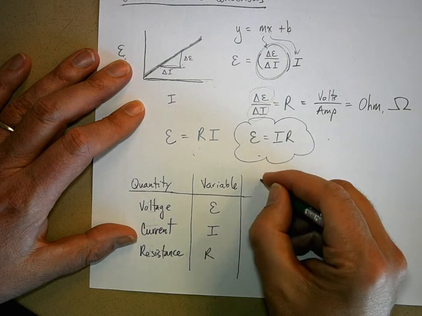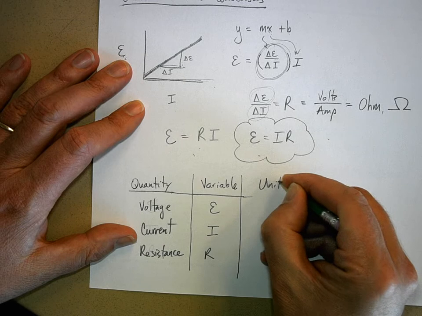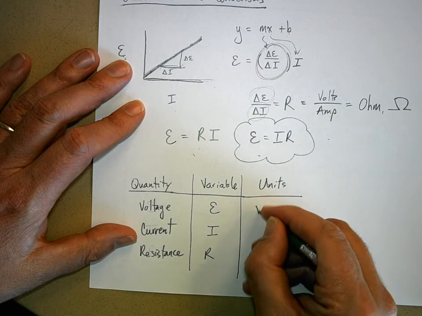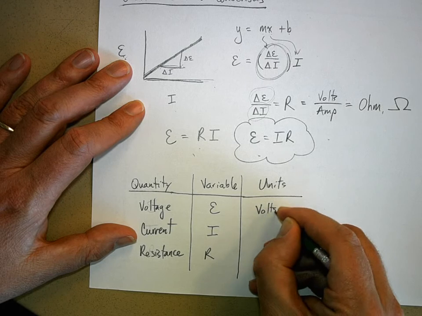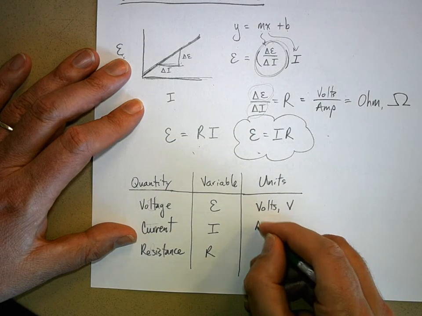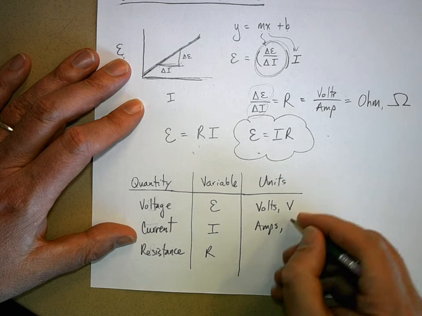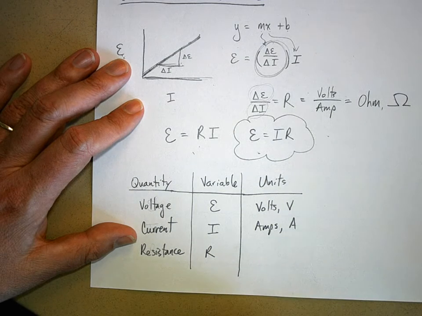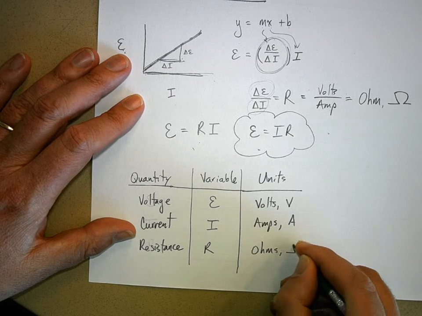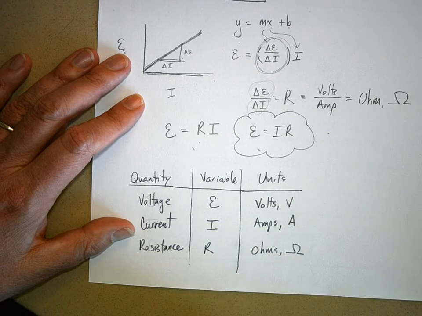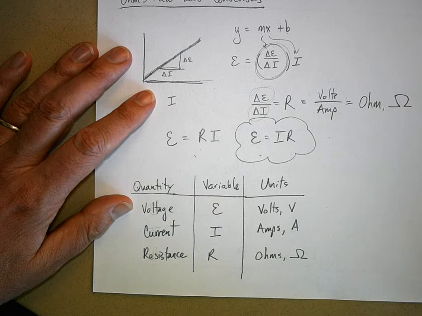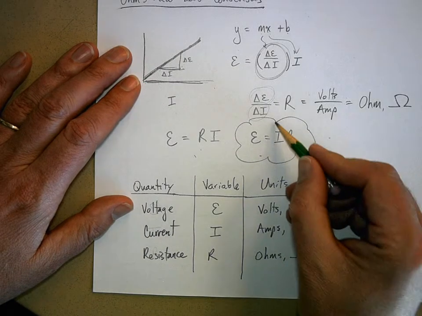What are the units, and how are those units abbreviated? This is volts, and we abbreviate with a V. This is amps, which we abbreviate with an A. And this is ohms, which we abbreviate with an omega. And the equation is this: E equals IR.